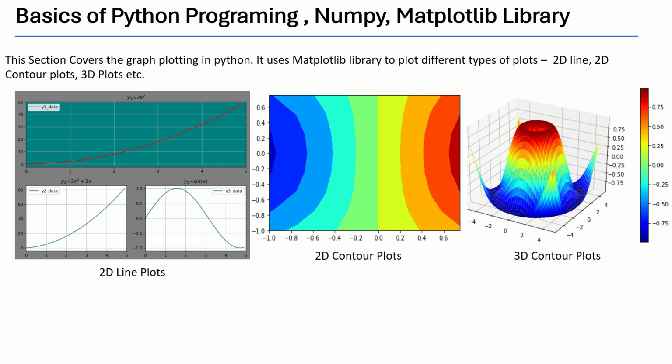In the basics of Python programming, NumPy and Matplotlib library, we'll cover some basics of Python programming like data types and conditional loops in Python. Then in the Matplotlib library, we will see how to plot such kinds of graphs. Let's say these are 2D line plots, 2D contour plots where you have color combinations from equations, then 3D surface plots.